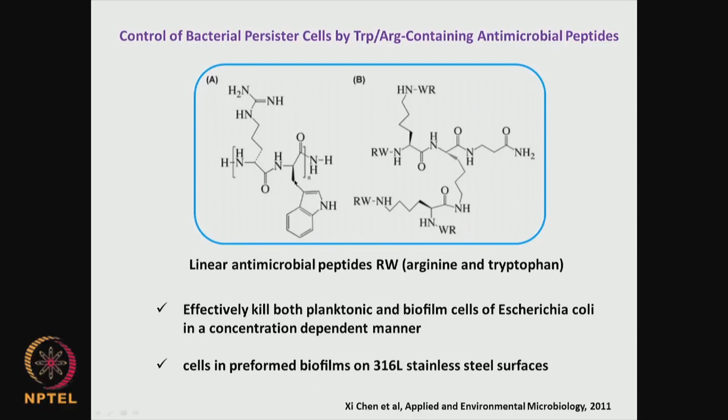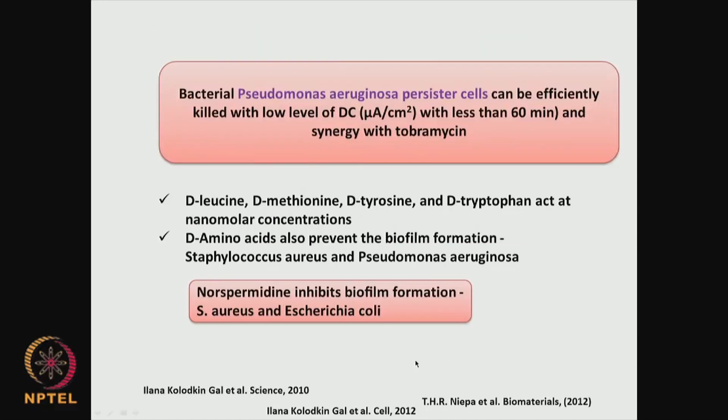That means as you increase the concentration, they are able to eradicate in a linear fashion, especially the biofilms formed on 316L stainless steel surfaces. These surfaces are used especially in orthopedic implants. Okay. And interestingly, even low levels of direct current, microamps per centimeter square, are able to eradicate certain persistent cells in combination with another antibiotic.